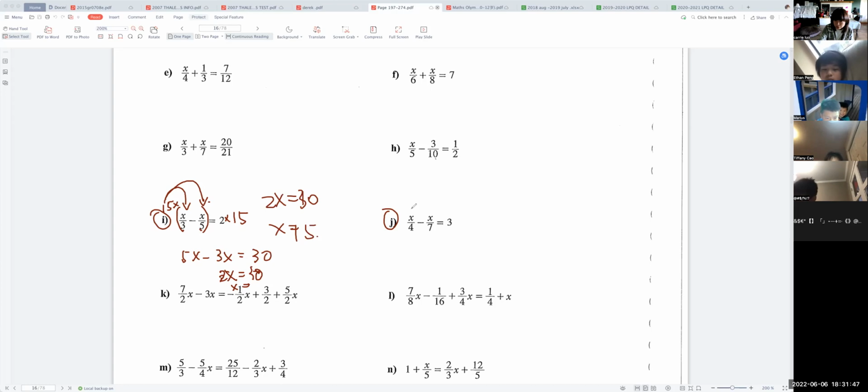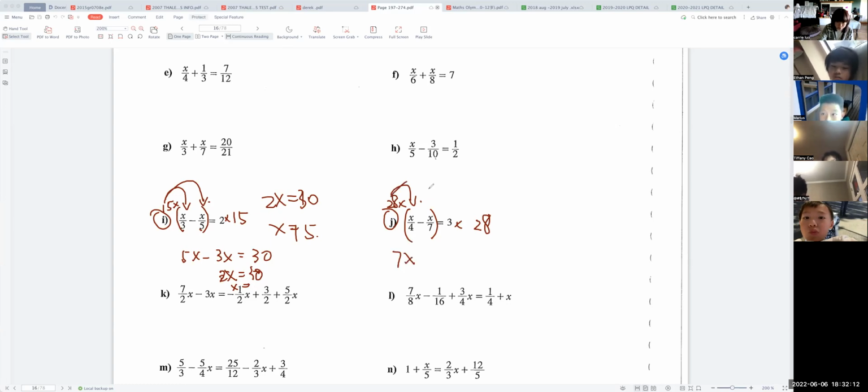Get it, everybody? Okay, so this one. Ethan, can you tell me which number you're going to times? 28. Very good. So this one also times 28. So 28 times x over 4 equals what? 7x. 28 times x over 7 equals what? 4x.